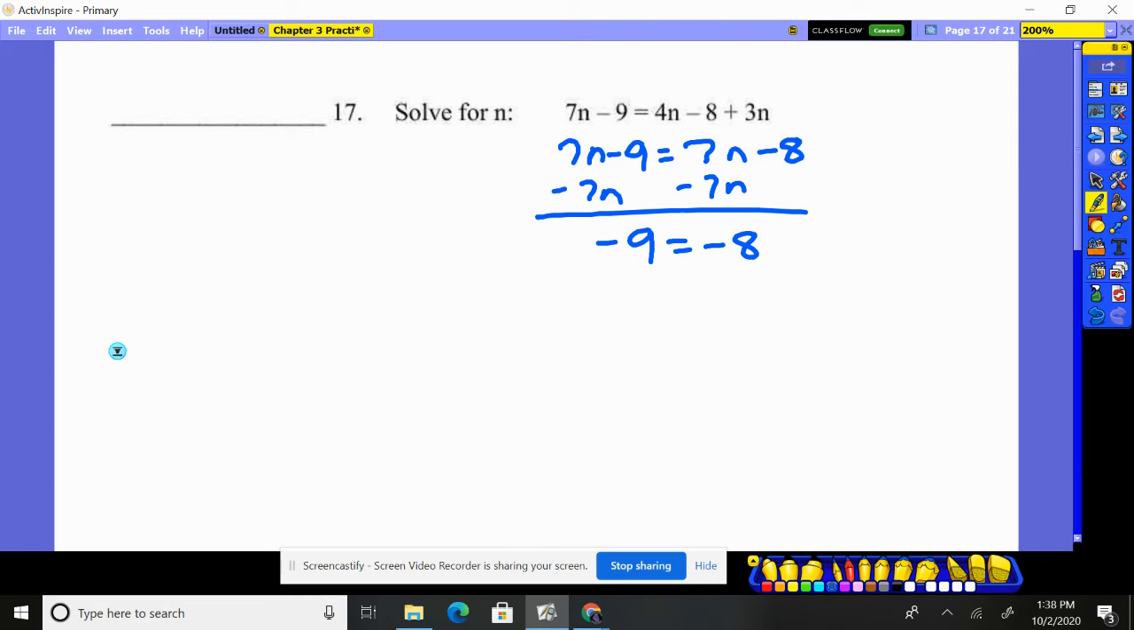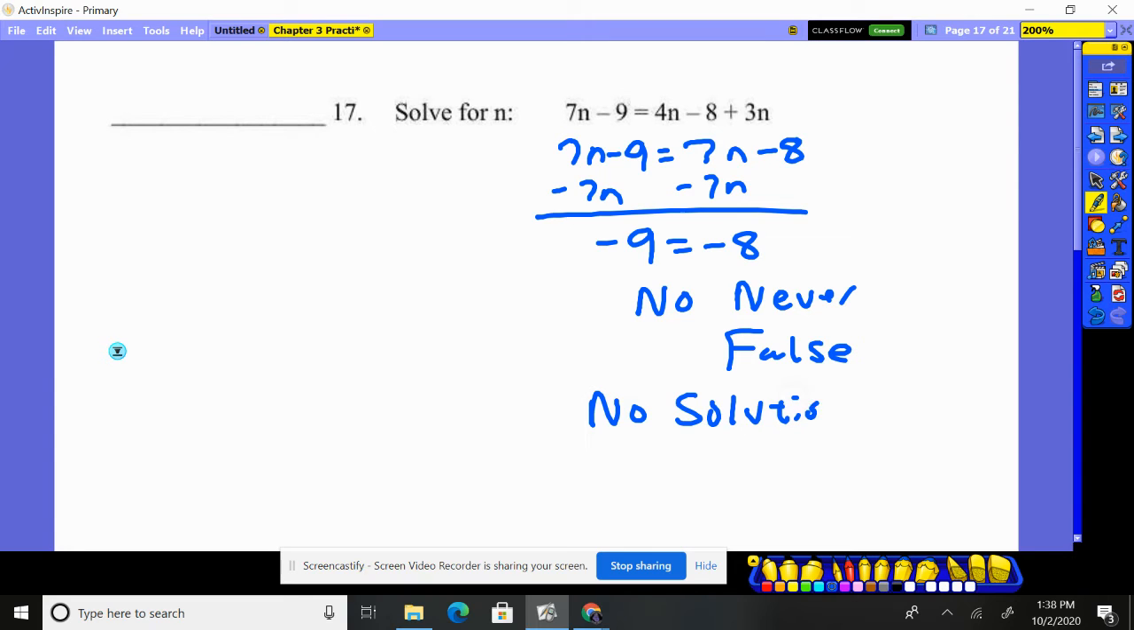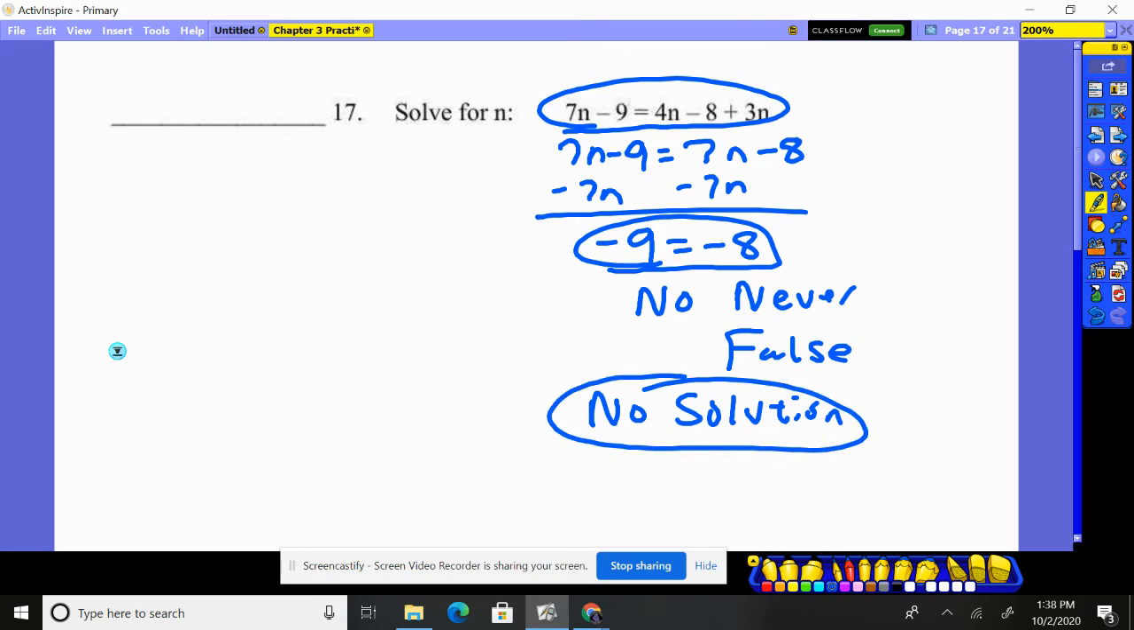A number equaling a number. Now, is this a true statement? Does negative 9 ever equal negative 8? Does that ever happen? No, never. It is a false statement. If you have a false statement, that means there's no solution to the problem. There's no n that will ever make this original equation true. It's never going to happen. We end up with a false statement like this right here that tells you there's no solution.